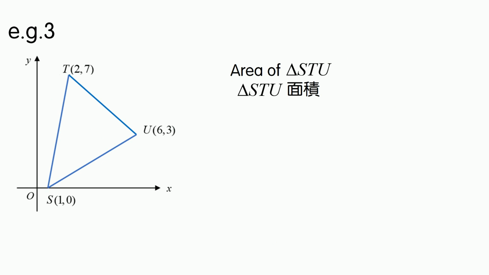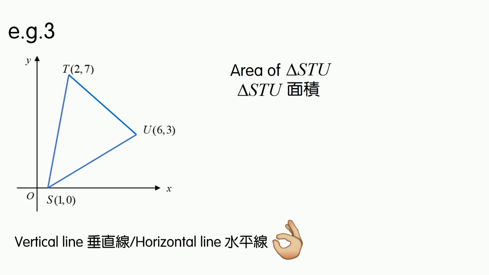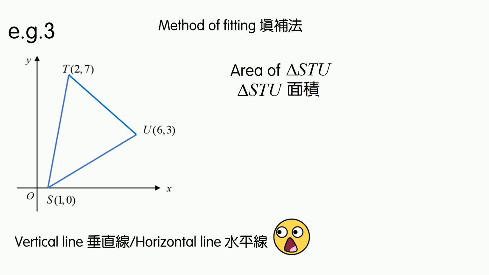One more question. This time we need to find the area of this triangle STU. By looking at the coordinates, can we find any vertical line or horizontal line? Actually this time there is no vertical line or horizontal line in this triangle. Then how can we read the data to find the area of triangle STU? Luckily, we have learned one method in primary school, which is called the method of fitting.